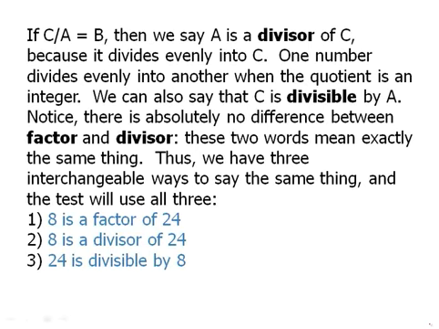Thus, we have three interchangeable ways to say the same thing, and the test will use all three of these. We could say 8 is a factor of 24, 8 is a divisor of 24, and 24 is divisible by 8. All three of those say exactly the same thing. They communicate exactly the same mathematical information. And so don't be confused. The test might use different wording in different questions.